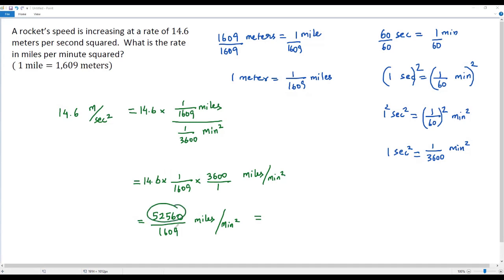Okay, when I divide this value by this, I am getting a long decimal like 32.666, it keeps going. Better we can round this value to the nearest hundredth. When I do so, I am getting about 32.67 miles per minute squared. Okay, here I got the given rate in miles per minute squared. That is about 32.67.